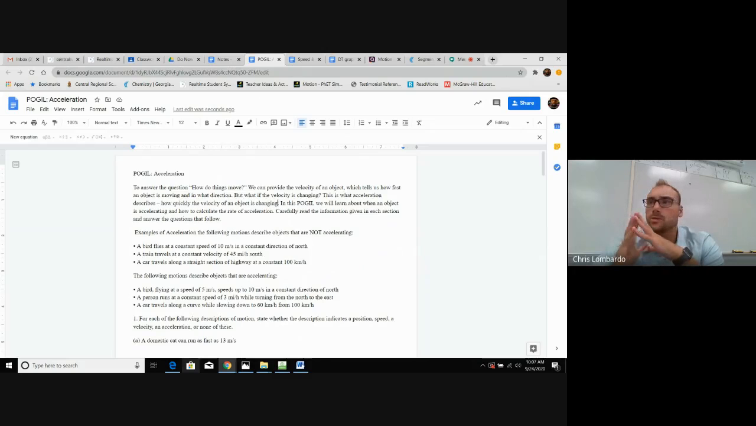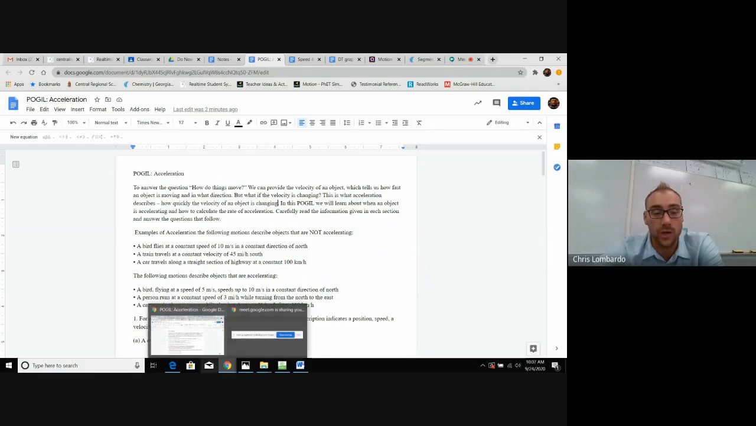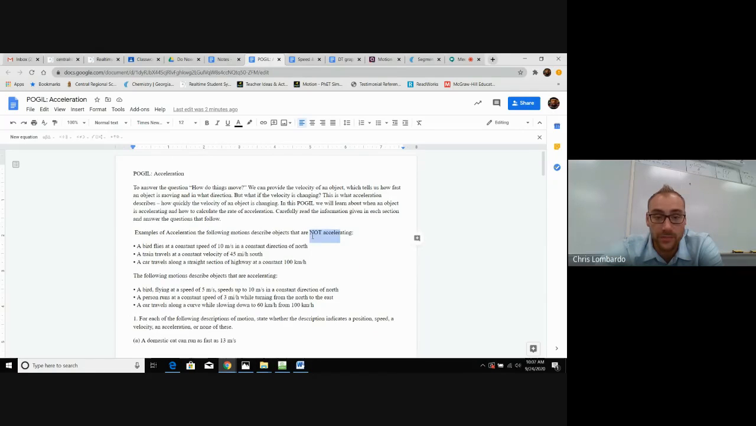What is the other way? Well, we can speed up, we can slow down. What are the two ways that you can change velocity again? It's changing speed and changing direction. So an object can change speed or it can change direction, and it will technically be changing velocity. Therefore, it is accelerating.